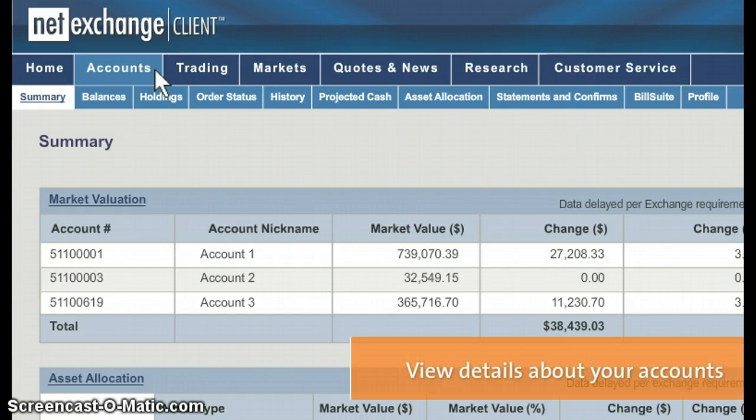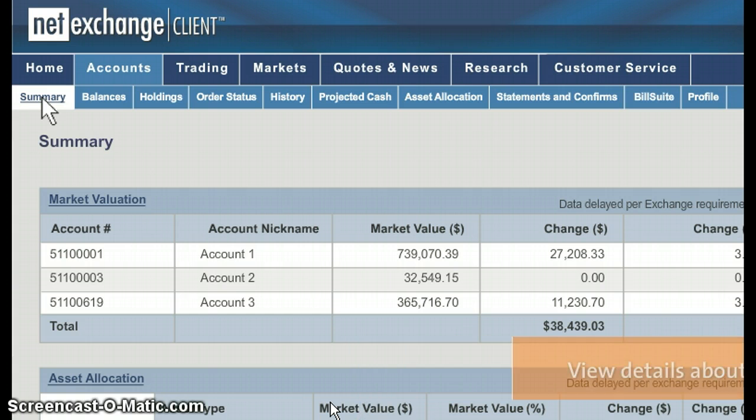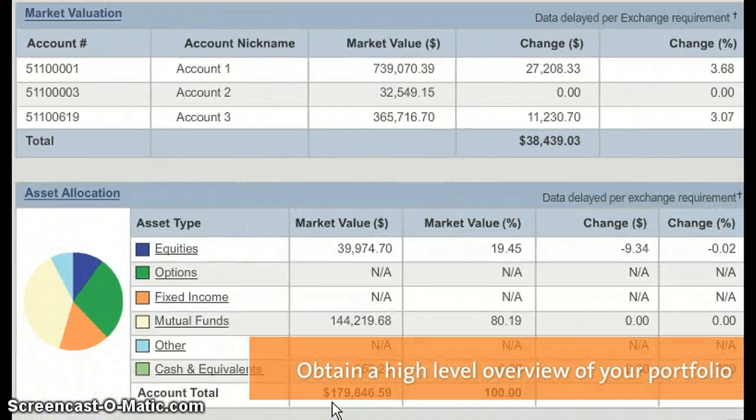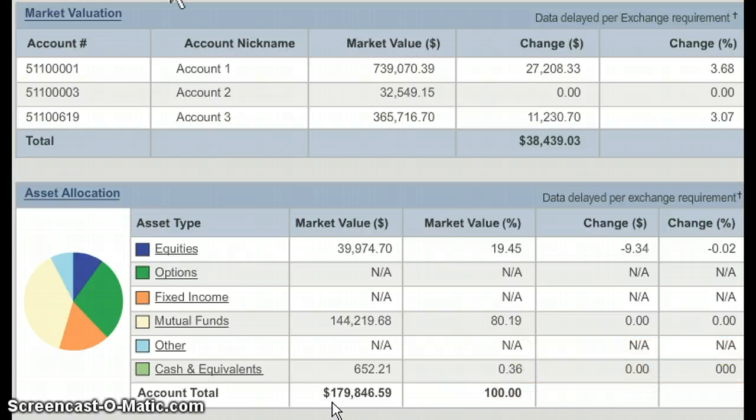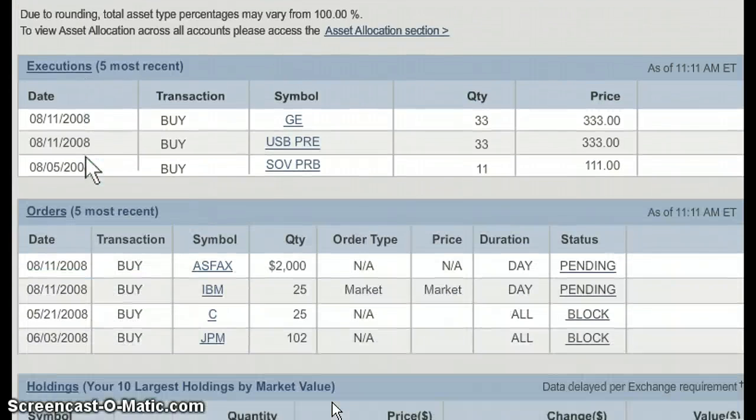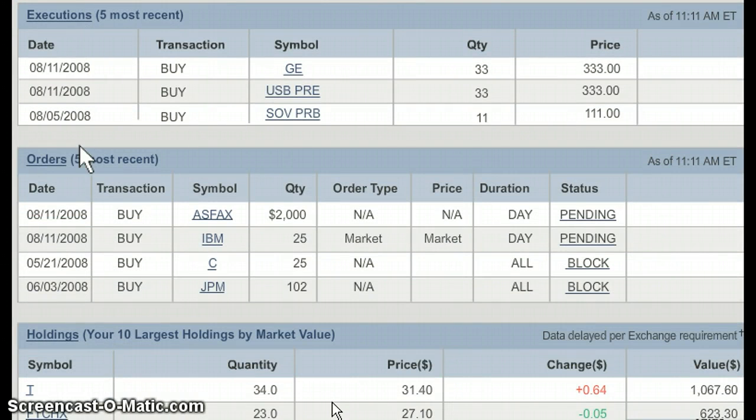Now we're up to the Accounts tab, which allows you to view details about your accounts. You can click through the sub-tabs and obtain such information as account balances, holdings, history, and more. The Summary tab provides a high-level overview of your portfolio. It clearly displays the market valuation by account, asset allocation pie chart, your recent trade executions, as well as the 10 largest holdings that you have sorted by market value.